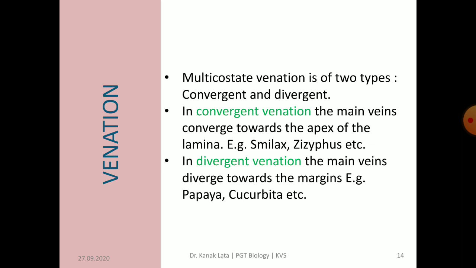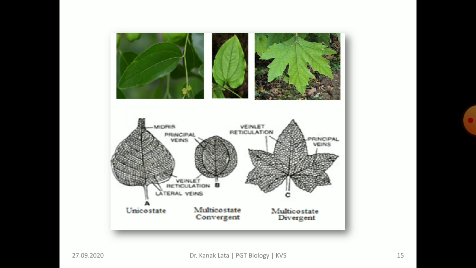In convergent venation, the main veins converge towards the apex of the lamina, as it is seen in Smilax and Ziziphus, whereas in divergent venation, the main veins diverge towards the margin, as is seen in papaya, cucurbits, etc. In the given figure, you may observe unicostate, multicostate convergent and multicostate divergent reticulate venation.